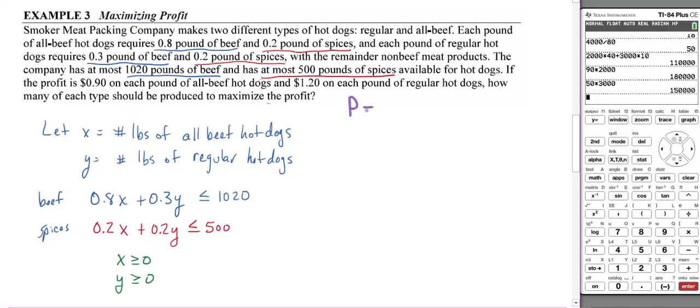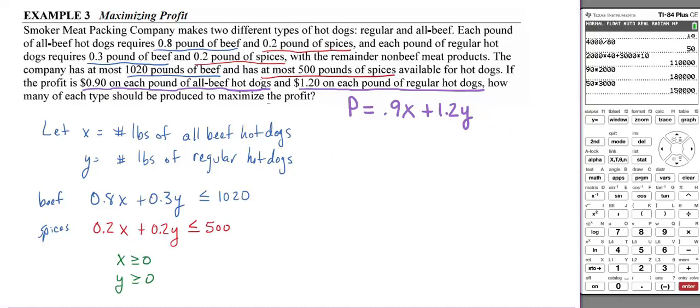What is your profit? Well, it says the profit is 90 cents on each pound of all beef hot dogs. So the profit from just the all beef hot dogs is going to be 0.9 times however many pounds of those all beef hot dogs you produce, and $1.20 on each pound of regular hot dogs. So that's going to be 1.2 times however many pounds of regular hot dogs you produce.